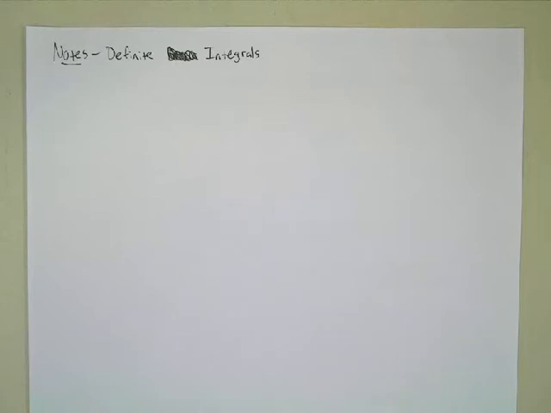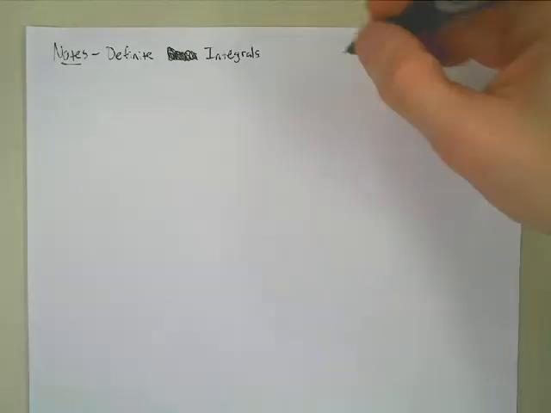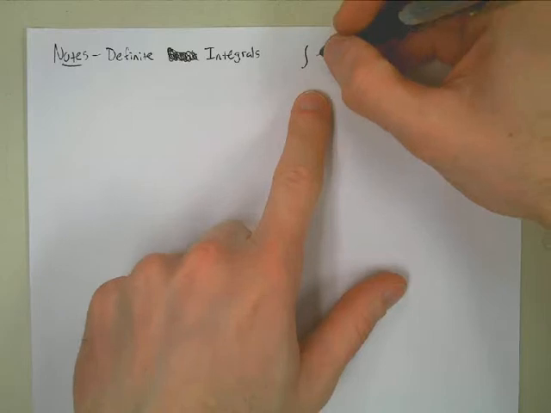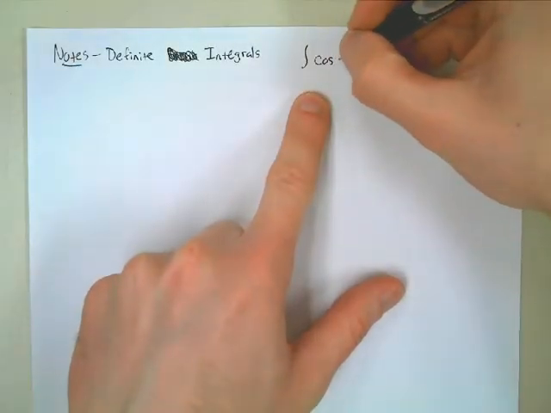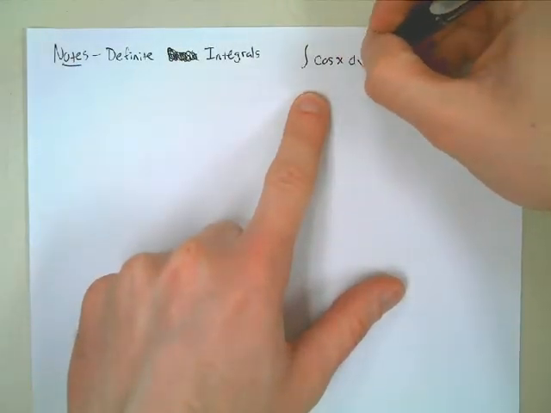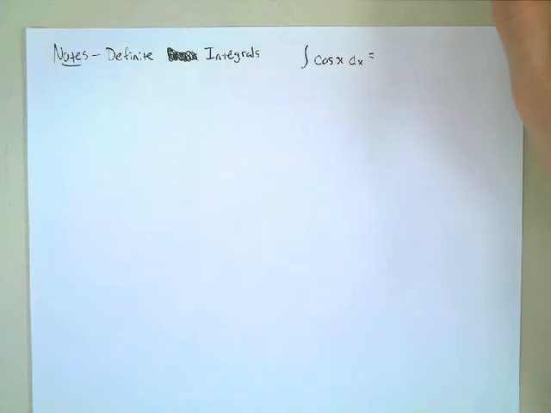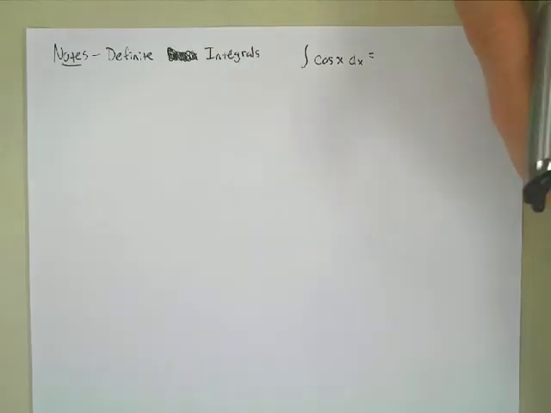All right, so definite integrals. We have talked about indefinite integrals already, right? Indefinite integrals are where we see something with just the integral symbol, and we want to integrate, for example, cosine of x with respect to x. By the way, what is the integral of cosine of x?